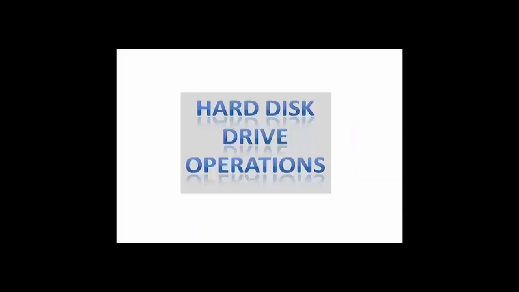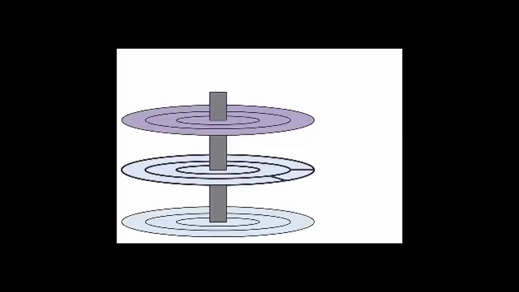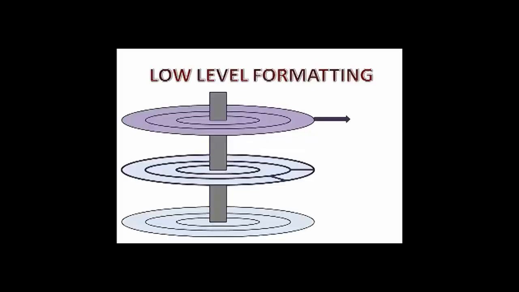Operations of the hard disk drive. Low-level formatting. It organizes both sides of each platter into tracks and sectors to define where items will be stored on the disk. The logical blocks or sectors are related to their physical locations on the hard disk drive. This is usually performed at the factory and not changed in the field.